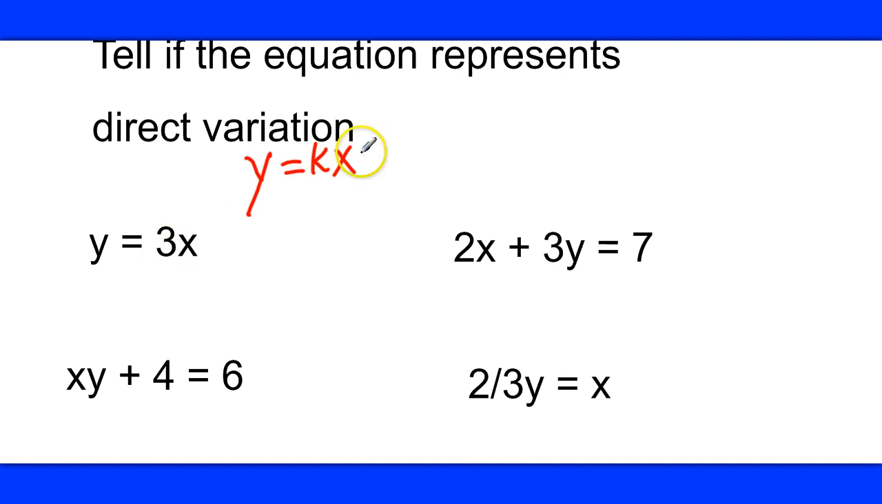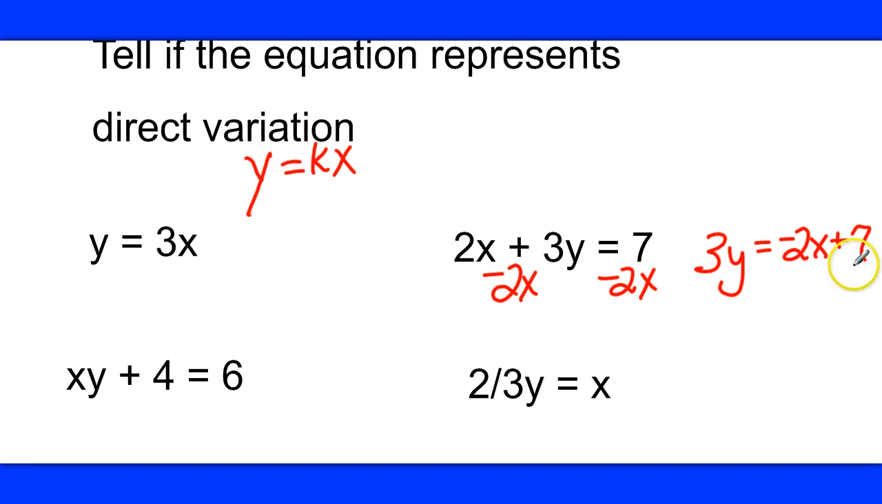Well, this one's perfect. And here the k value is 3. Here, I'm thinking that maybe I need to get the y by itself. So I would start by subtracting 2x from both sides. But that's going to give me 3y is equal to negative 2x plus 7. There is nothing that I can do here to make that plus 7 go away and the y be by itself. So this one would be a no.